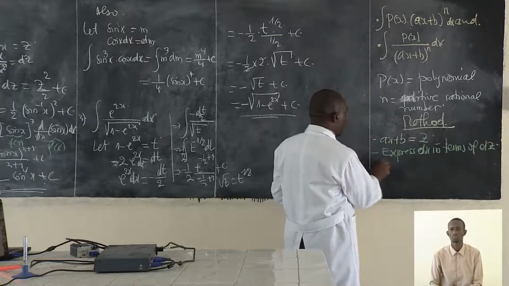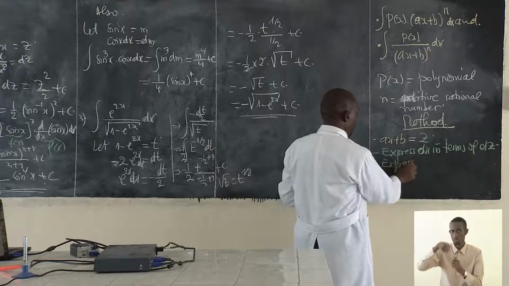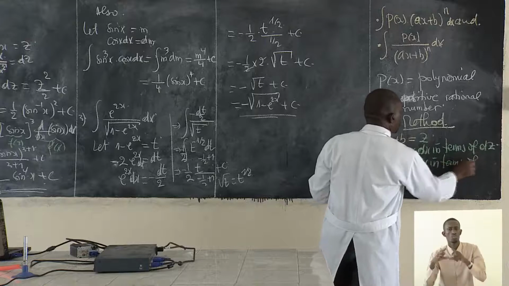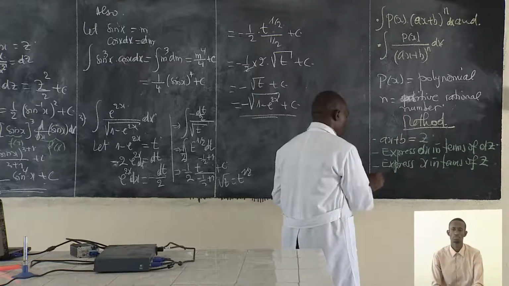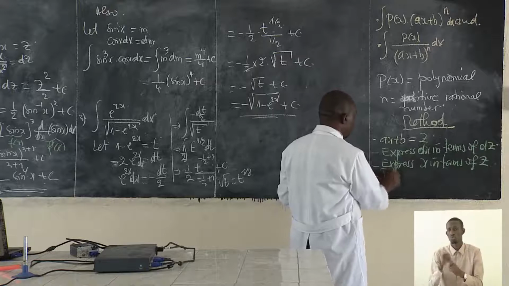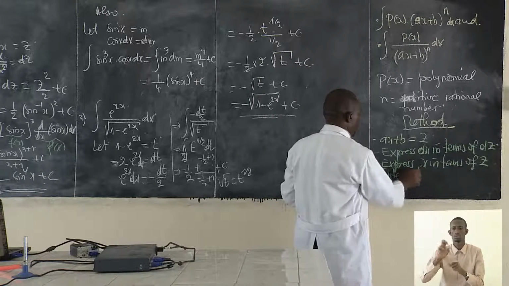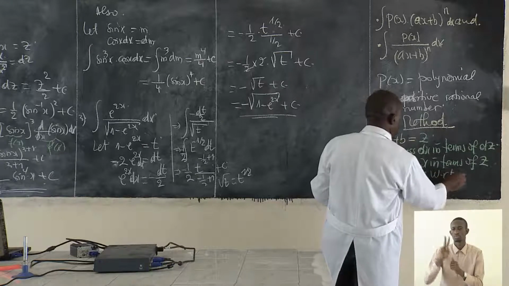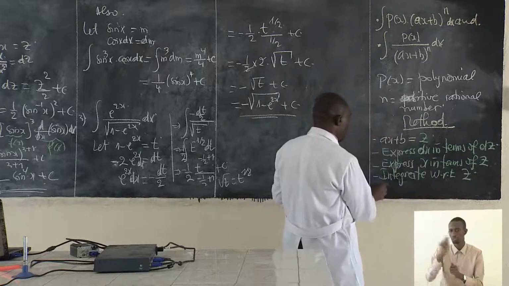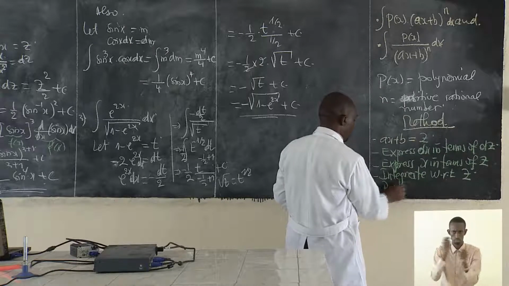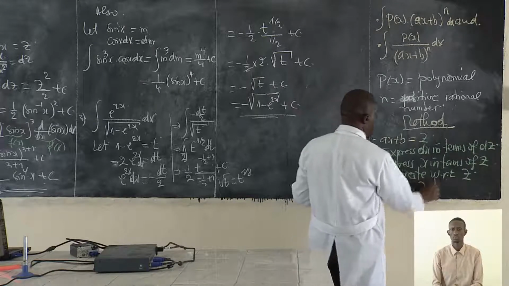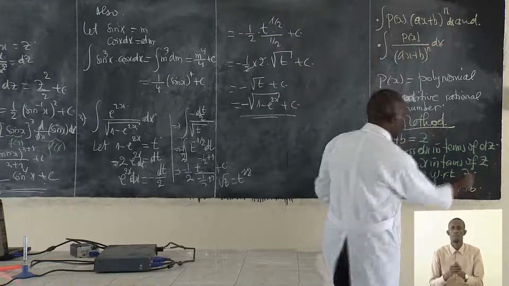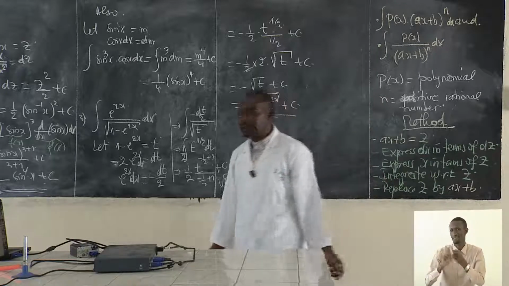Then you express x in terms of z. Then you integrate with respect to the variable z. Then after, you replace z by ax plus b. The method is very simple.